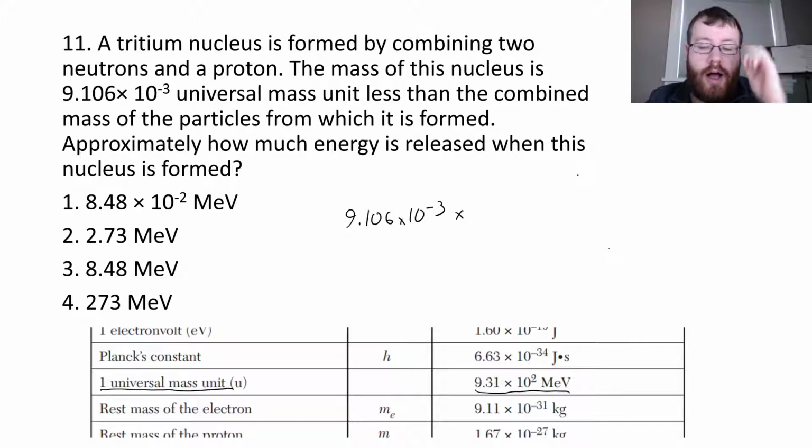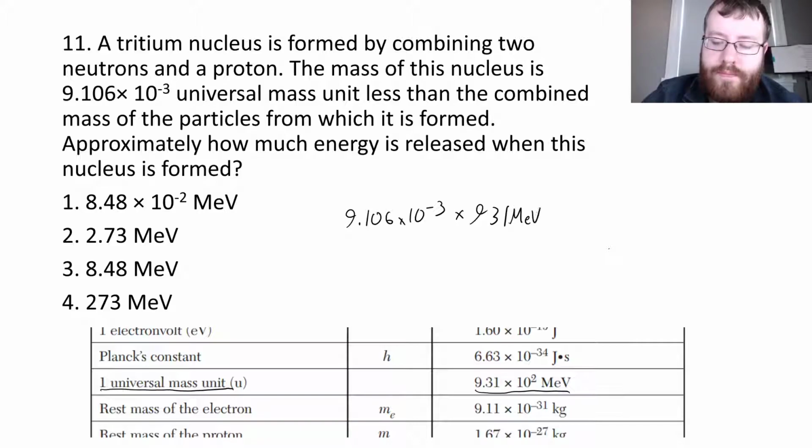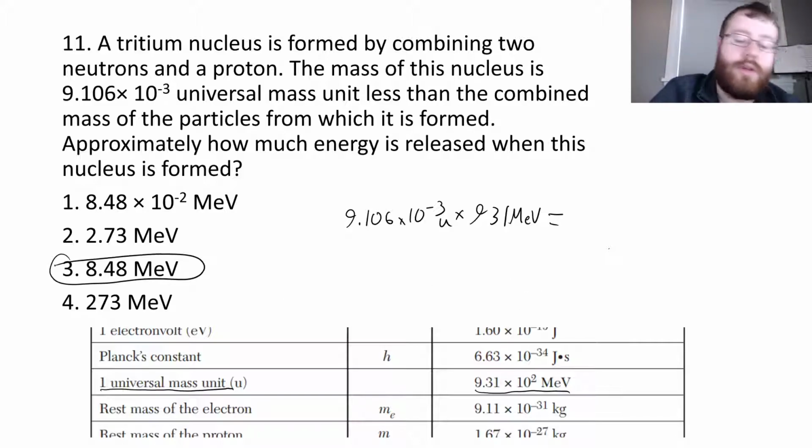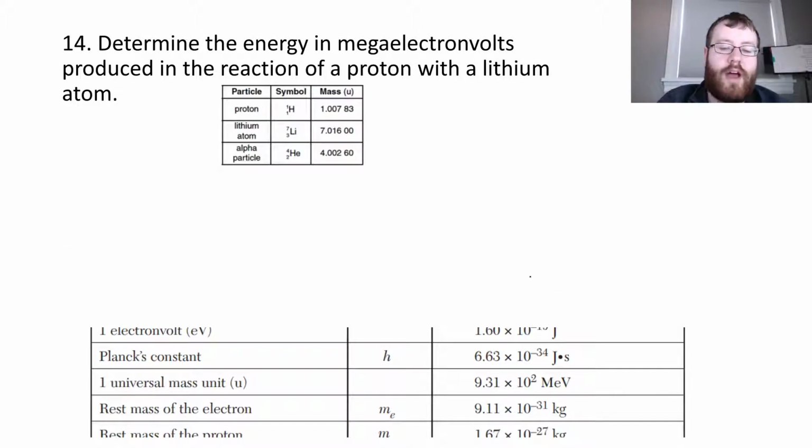Okay, and multiply that by the 931 mega electron volts. This is in universal mass units. When you do that math out, when you multiply the two, you get choice 3. So that's pretty much how you do these types of questions. You just have to do the quick conversion rather than worrying about switching it into kilograms and then converting it using E equals mc squared. It's just much faster this way.